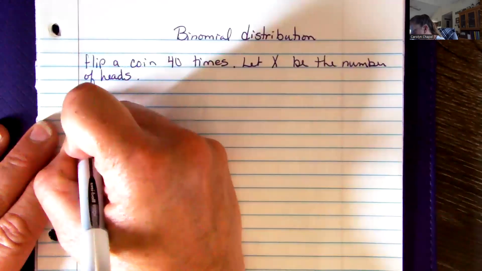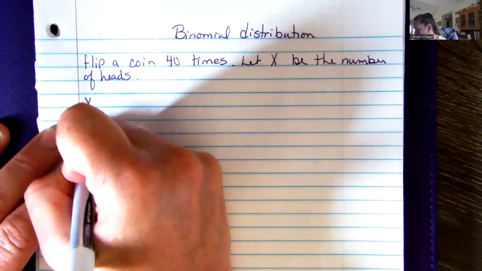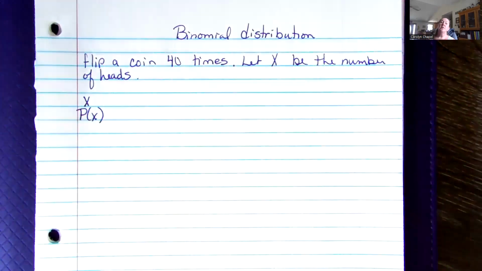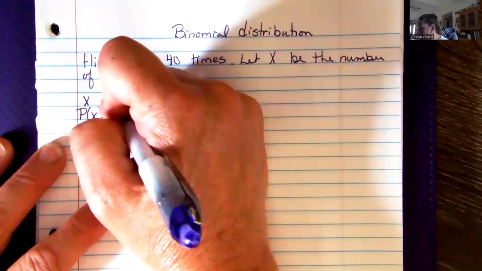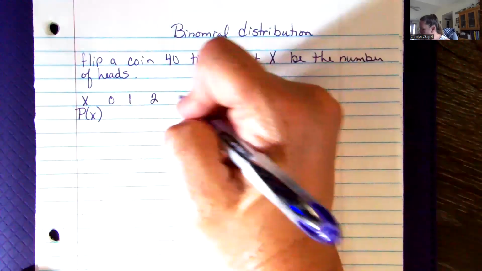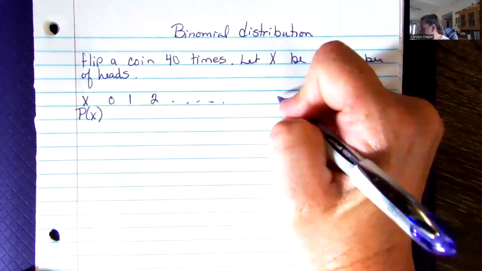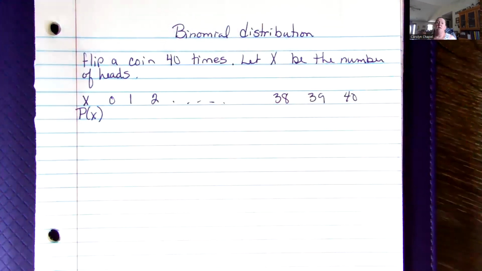I'm not actually going to do this, but we'll just talk through it a little bit. So X, which is the number of heads, since we're flipping it 40 times, could be 0, 1, 2, 3, 4, 5, all the way up until we get 38, 39, and 40. So we have 41 different possibilities, 0, 1, 2, all the way to 40.